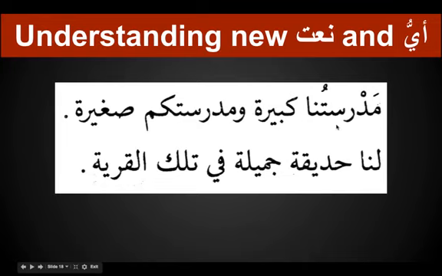Madrasatuna kabiratun, our school is big. Wa madrasatukum saghiratun, and your school is small. Lana, we have. Hadiqatun jamilatun. See, lana is harf jar, shibhu jumla khabar. Hadiqatun is mubtada muakhar. Jamilatun is na'at. So we have a beautiful garden. Fi tilkal qaryati, in that village. Tilka is ismu ishara lil ba'id, and followed by al is badal.